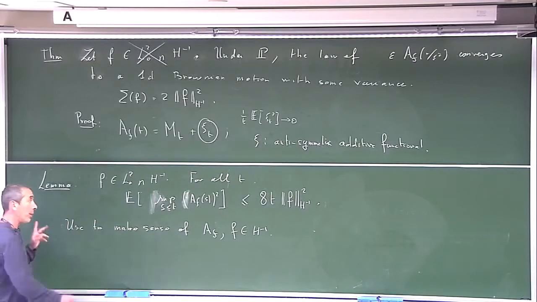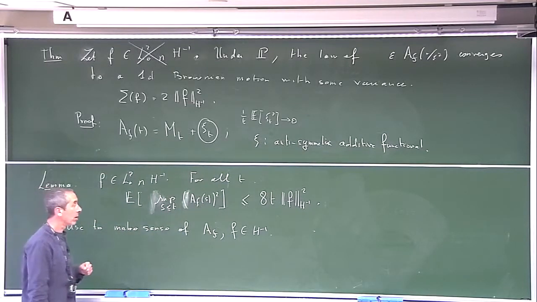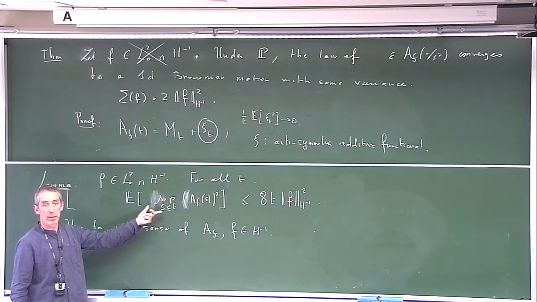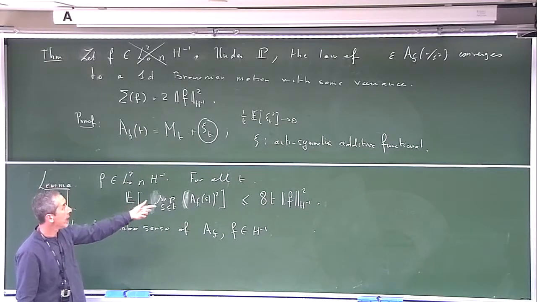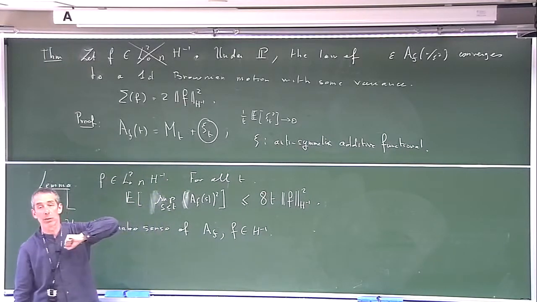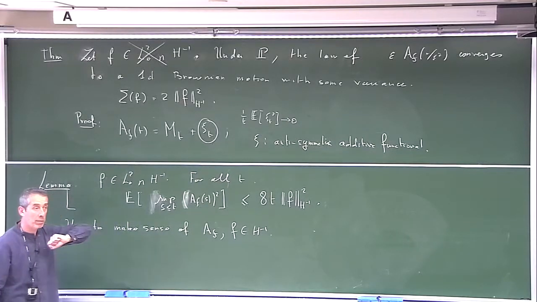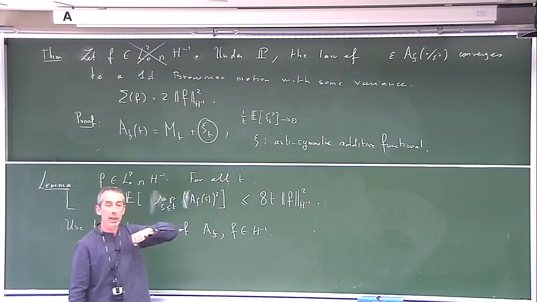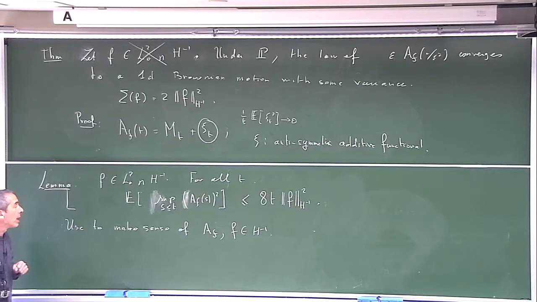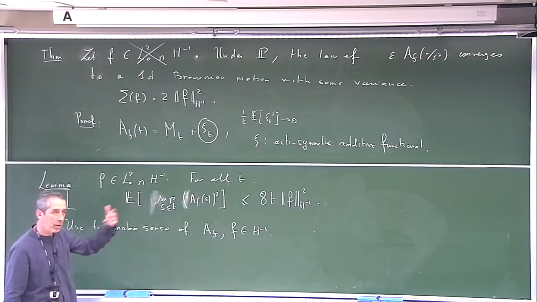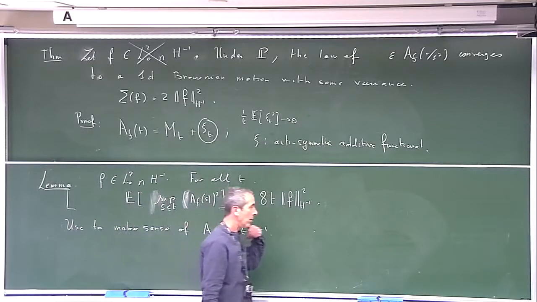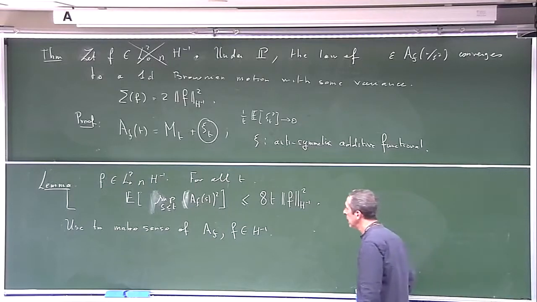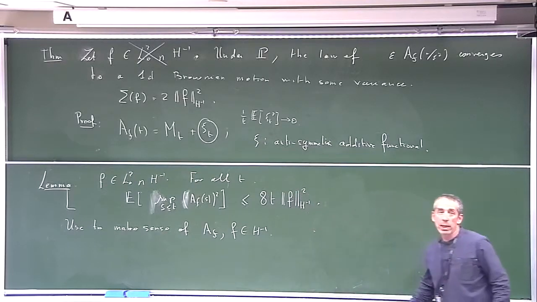But this is even more useful than this, because it almost tells you immediately that if you rescale Af this way, then you have a tight sequence of processes. This is a kind of control on the fluctuations of Af that we need in order to get the tightness in the invariance principle. And it's even more useful than that, because you can use it to show that the martingale approximation of Kipnis and Varadhan works.